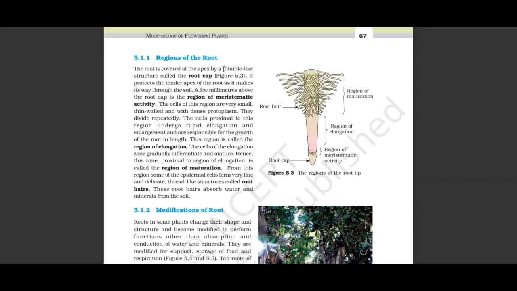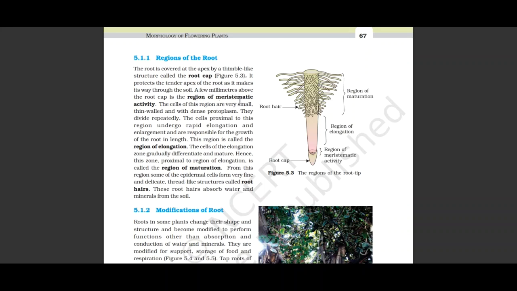Regions of the root. The root is covered at the apex by a thimble-like structure called the root cap. Figure 5.3 represents the thimble-like structure, the root cap. It protects the tender apex of the root as it makes its way through the soil.